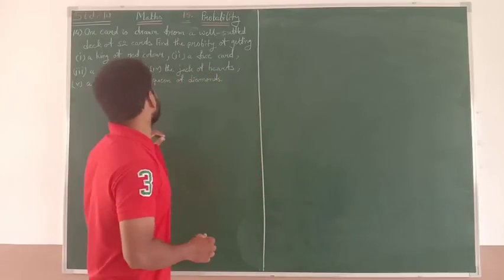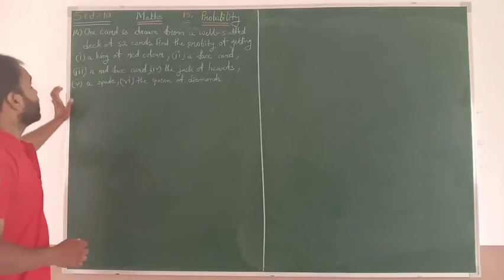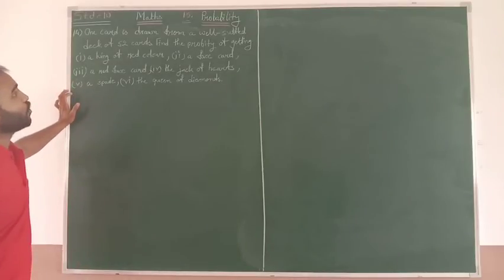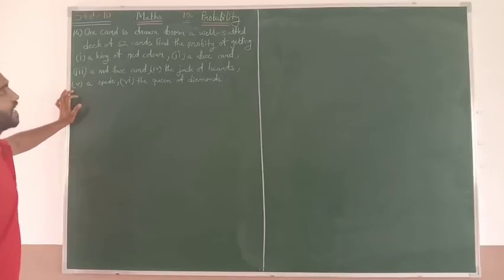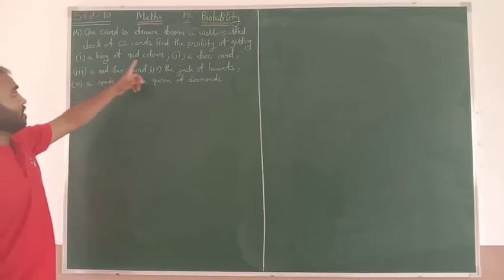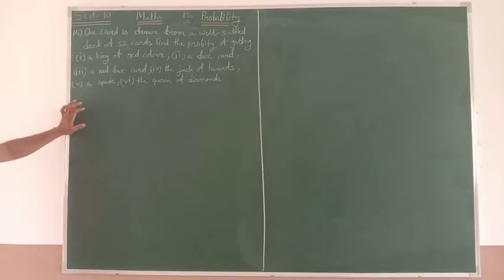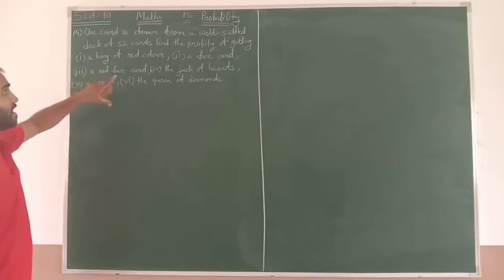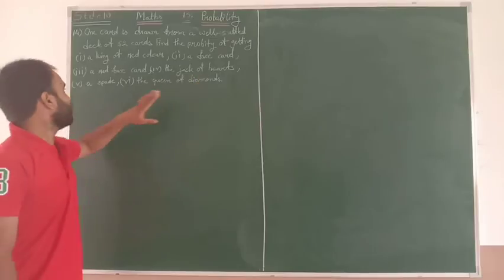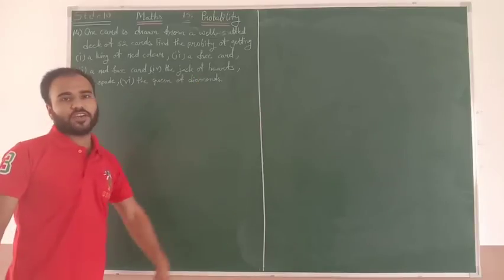Okay, now we'll see the next sum, number 14. One card is drawn from a well-shuffled deck of 52 cards. Find the probability of getting: first, a king of red color; then a face card; a red face card; the jack of hearts; a spade; and the queen of diamonds.